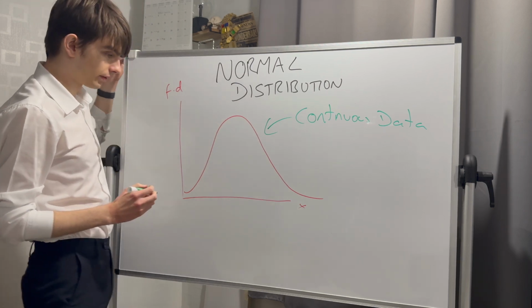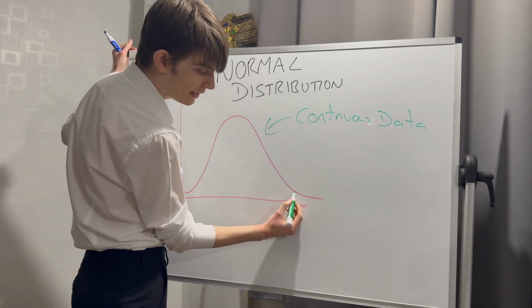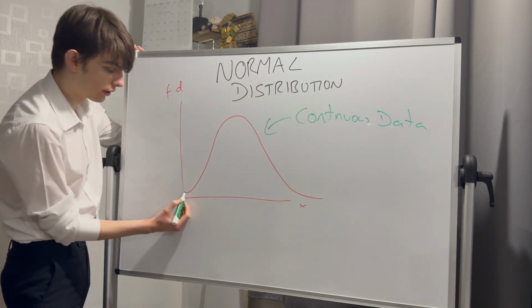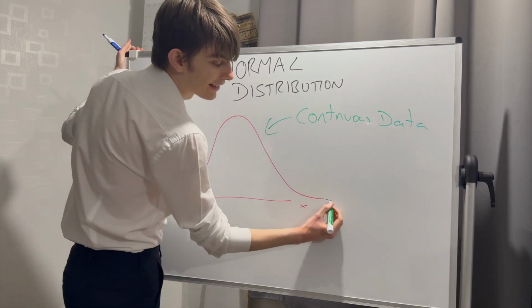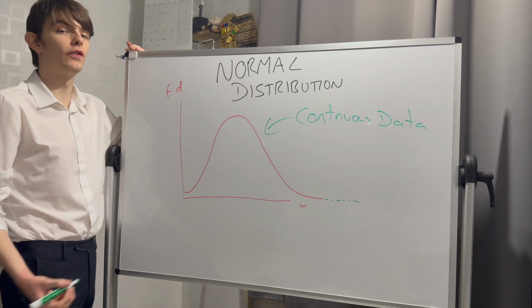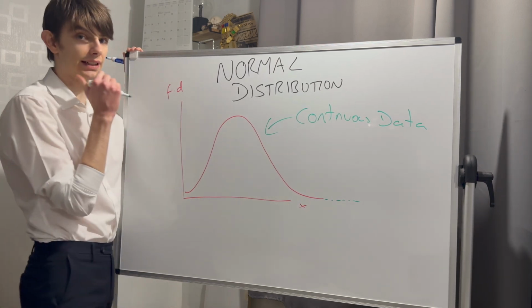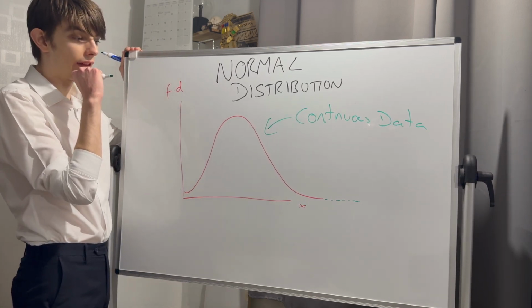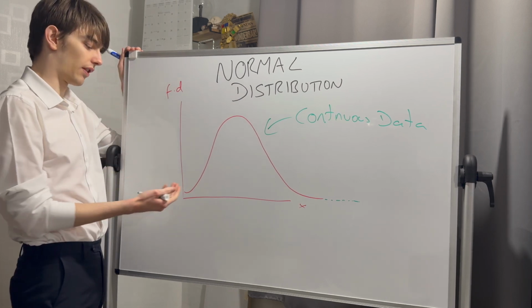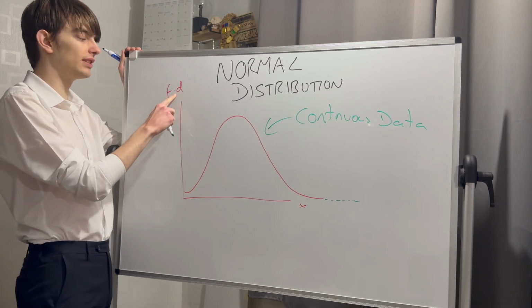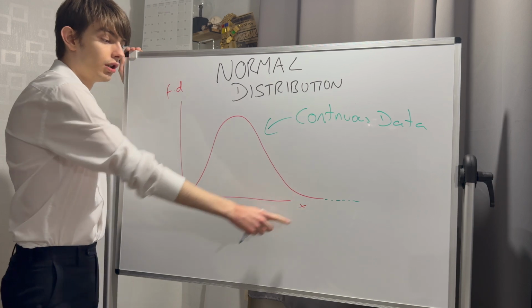The next thing to note is that these little tails on either end are asymptotes. They will go on forever without ever hitting the x-axis. And that is a very key part of the normal distribution. There is never a value of frequency density that is 0, ever.